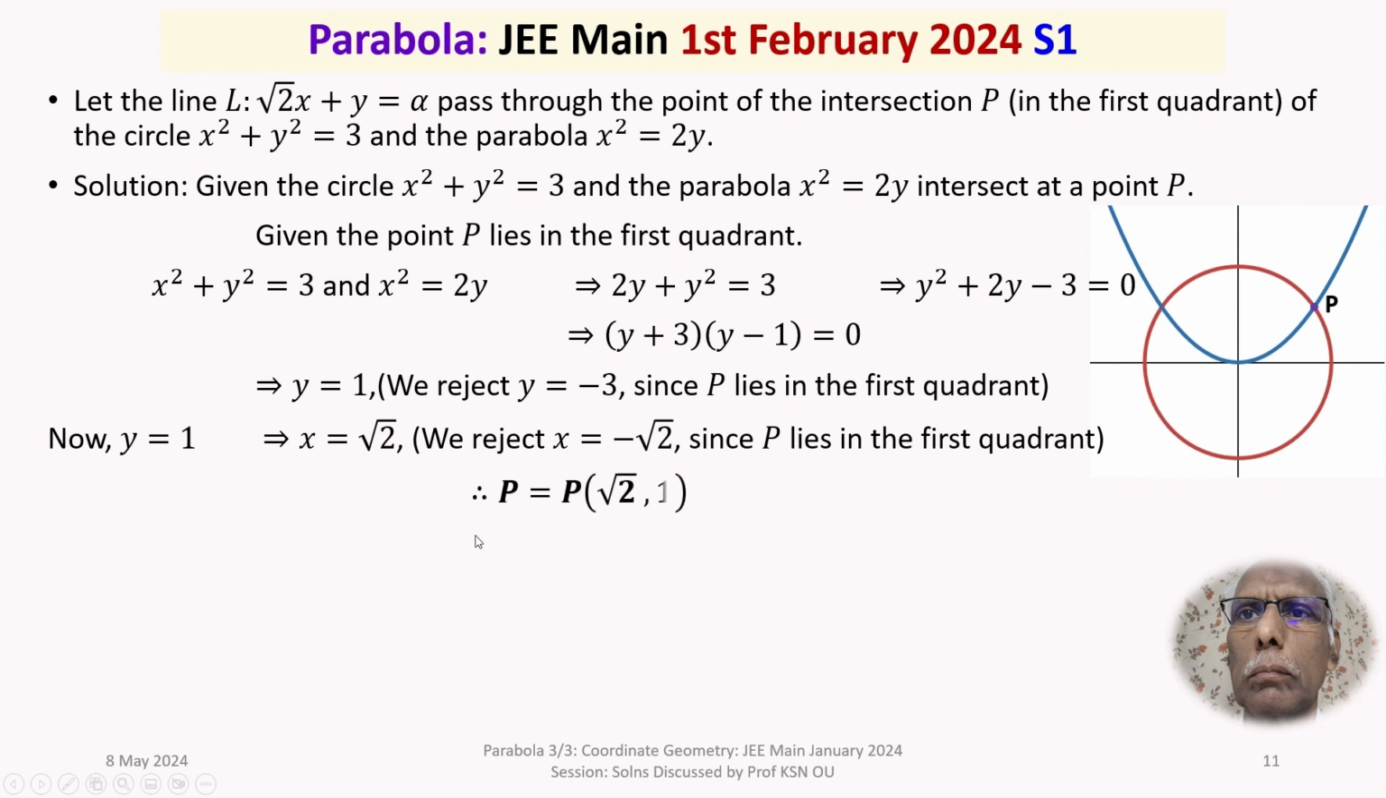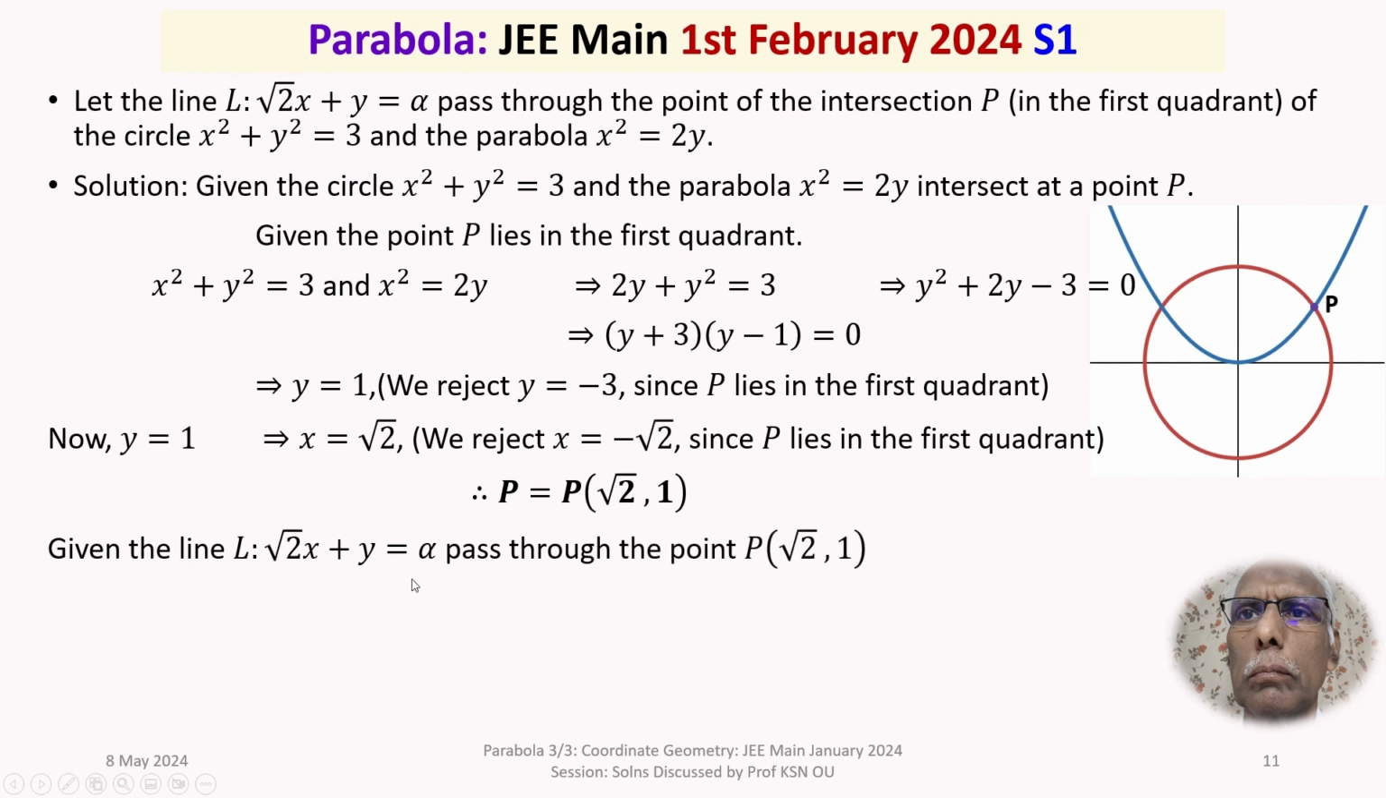So P is (root 2, 1), the point of intersection we got. So let's move to the line L. It is given that this line L, whose equation is root 2 x plus y equals alpha, passes through this point P. So substitute x equals root 2, y equals 1 in the line's equation, then find the value of alpha. Then you get alpha is equal to 3.